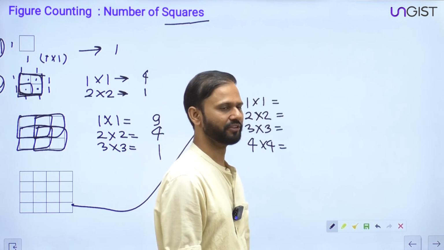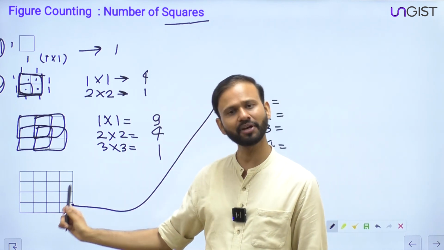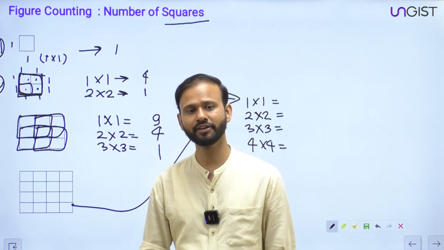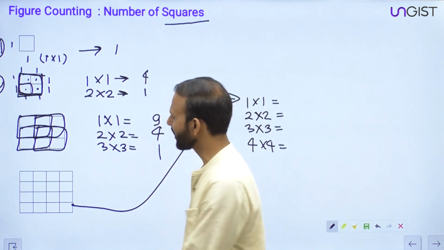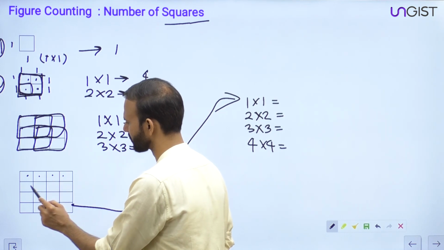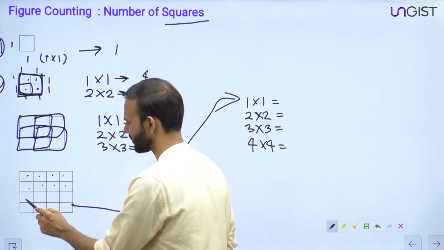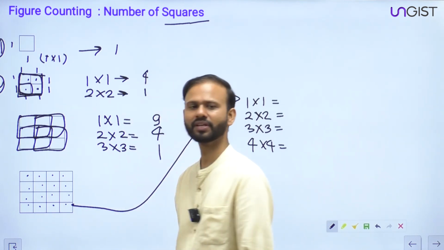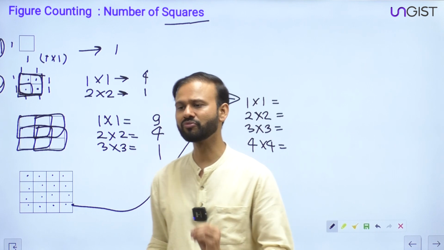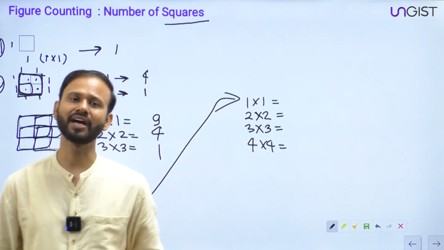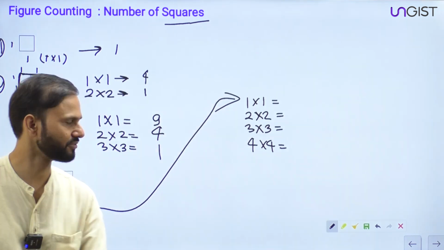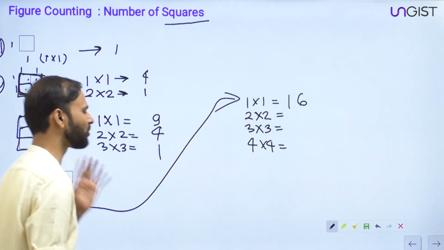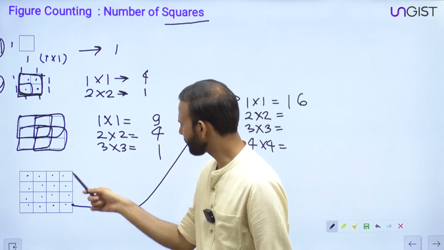Okay. Now, if I talk about 1 by 1 order, total will have 16. 1, 2, 3, 4, 5, 6, 7, 8, 9, 10, 11, 12, 13, 14, 15, 16. So if I talk about 1 by 1 order squares, total we have 16 squares. Right, everyone? Fine?